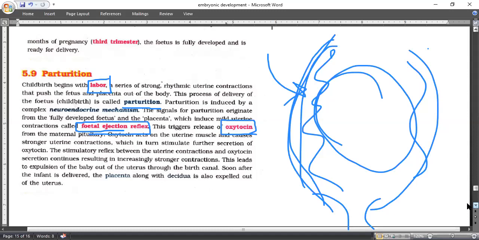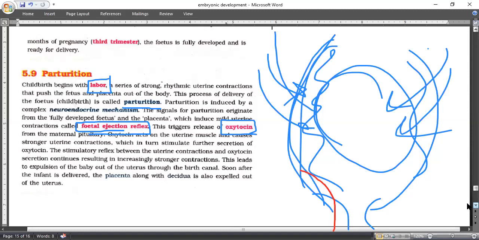So from the maternal pituitary, because of the fetal ejection reflex, oxytocin is released. That oxytocin acts on the uterine muscle and causes stronger uterine contraction, which in turn stimulates the further secretion of oxytocin. As long as it is going on, it stimulates the secretion of oxytocin. The stimulatory reflex between the uterine contractions and oxytocin secretion continues, resulting in stronger contractions. This leads to the expulsion of the baby.